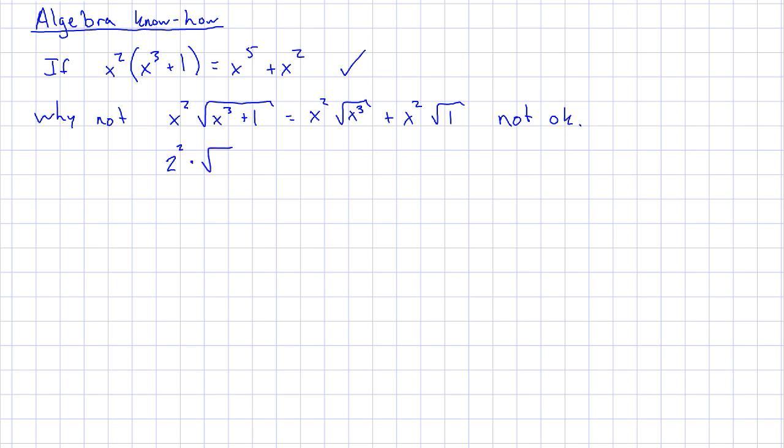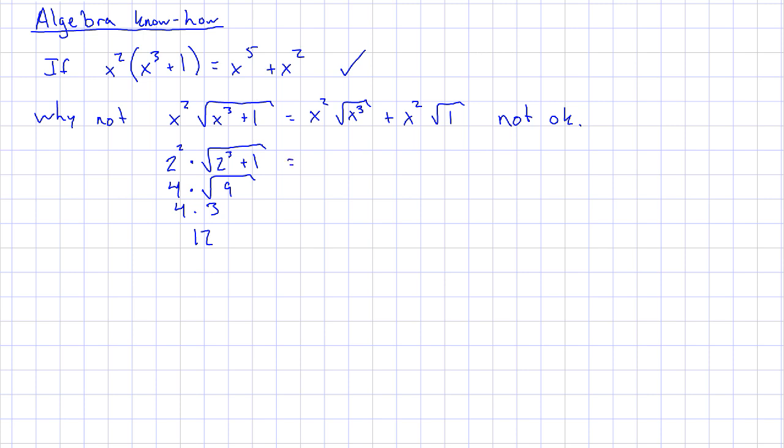times the square root of (2 cubed plus 1). This is 4 times the square root of 8 plus 1, which is 9. So 4 times 3, and that will give me 12.